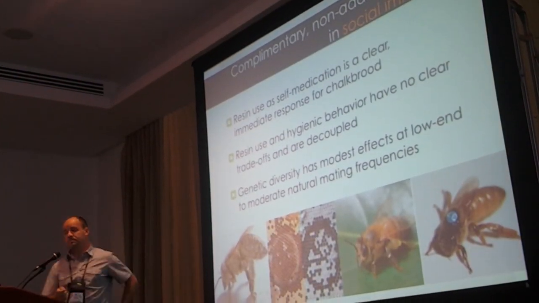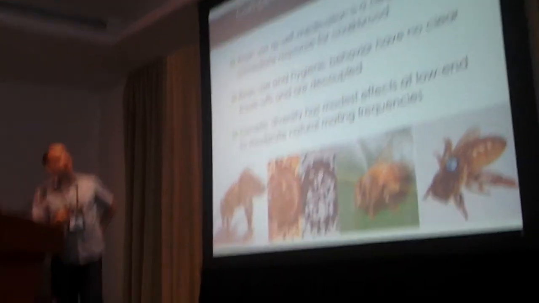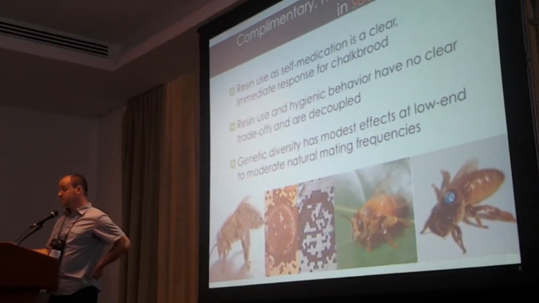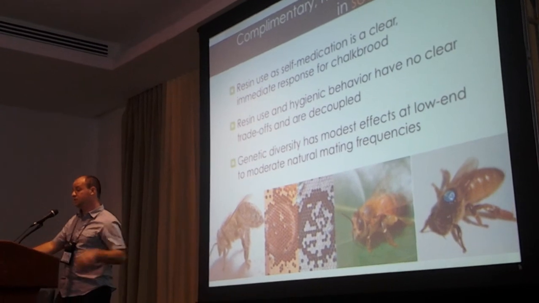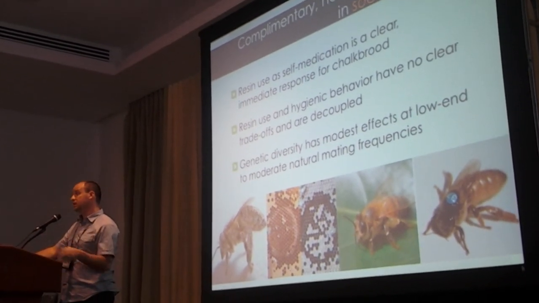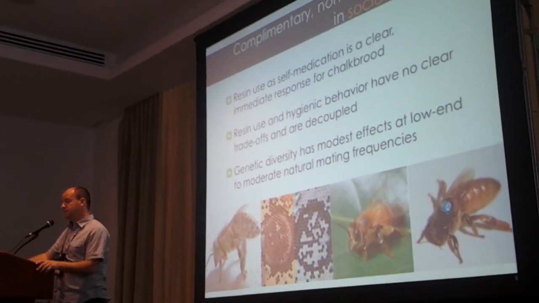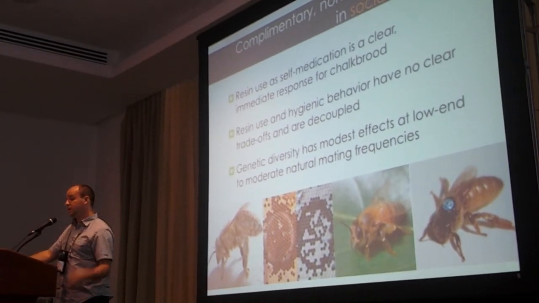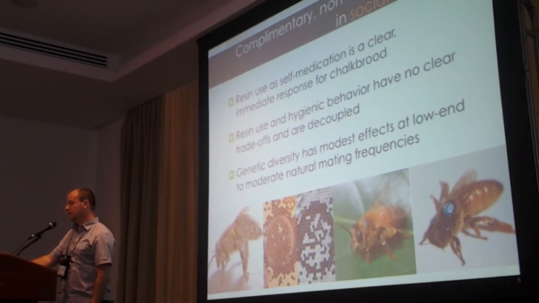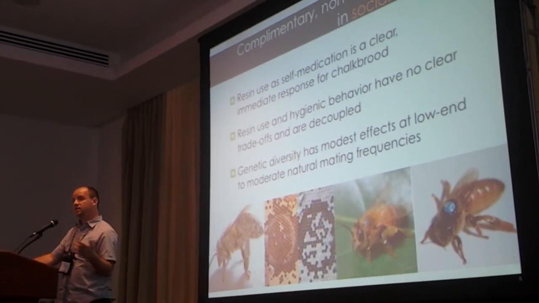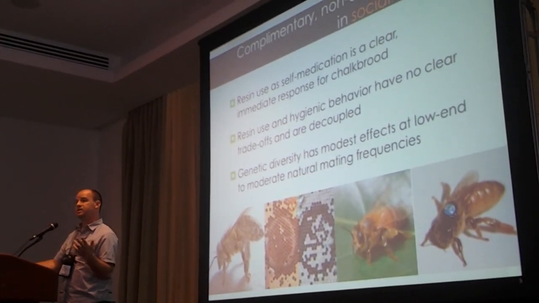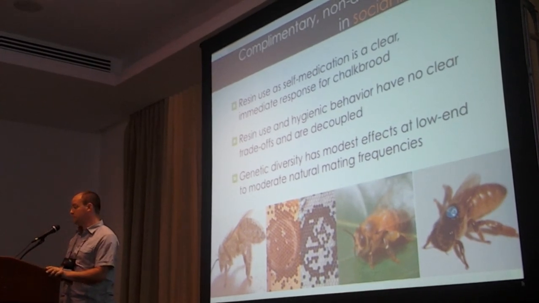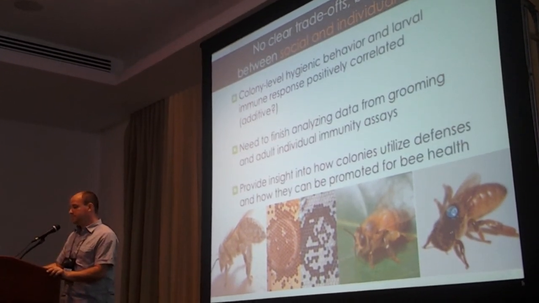But just to wrap up quickly, we really didn't find any trade-offs between these behaviors, and there really seem to be complementary and non-additive effects in social immunity. Resin use is clearly self-medication, at least in response to chalkbrood. And genetic diversity has kind of more modest effects at these moderate levels that we're looking at.